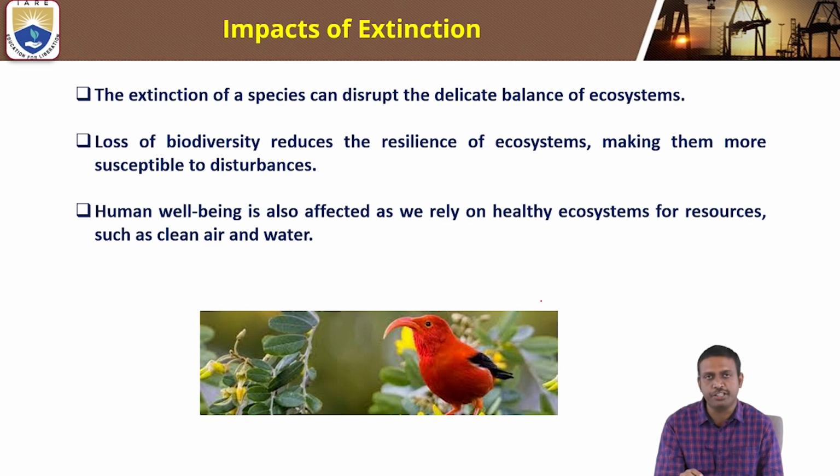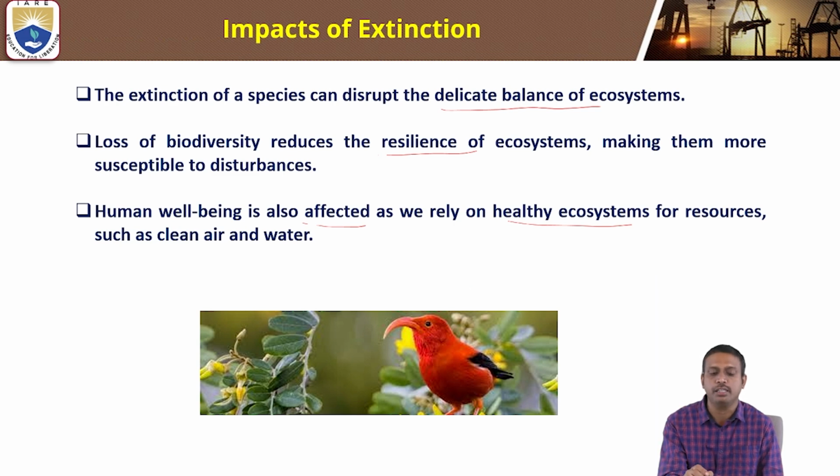What is the impact of extinction? Extinction of a species can disrupt the delicate balance of ecosystems. Loss of biodiversity reduces the resilience of ecosystems, making them more susceptible to disturbances. Human well-being is also affected, as people rely on healthy ecosystems for resources such as clean air and water. All these are some of the impacts of extinction of endemic species.